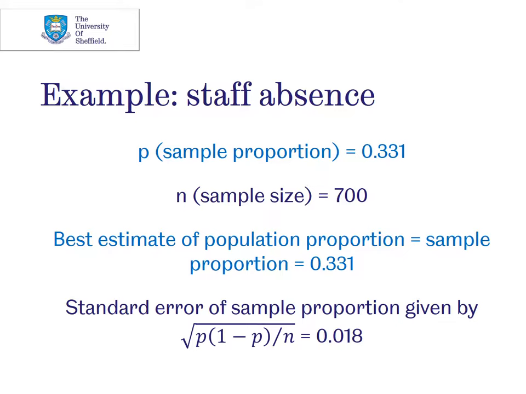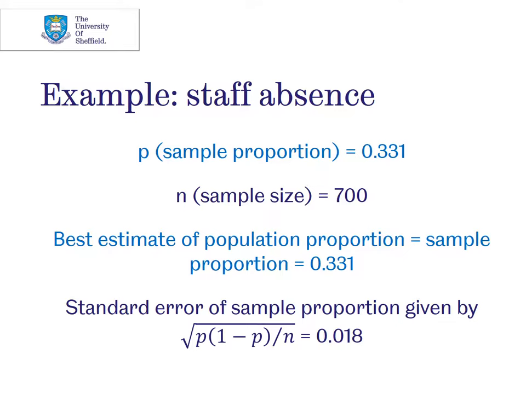First of all, we calculate p, which, as I mentioned a few slides ago, is what we call the sample proportion. In this case, the sample proportion is 0.331. n, which is what we usually use to denote the sample size, here is 700. Now, the best estimate of the population proportion, which I called pi on the previous slide, is indeed just the sample proportion, or 0.331. But to get an idea of how reliable this is, we calculate the standard error of the proportion. And the standard error of a sample proportion is given by the formula you see here, the square root of p times 1 minus p divided by n.